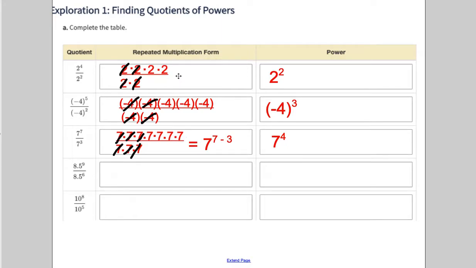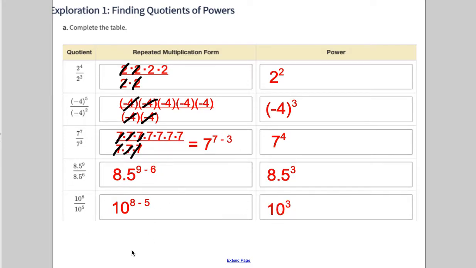So I'm not even going to write the repeated multiplication of 8.5 to the 9th divided by 8.5 to the 6th. I'm just going to do the 8.5 to the 9 minus 6 to find that that expression simplifies to 8.5 to the 3rd. And lastly, 10 to the 8th divided by 10 to the 5th is the same as 10 to the 8 minus 5, which is 10 to the 3rd power.